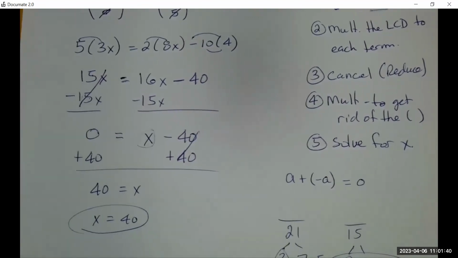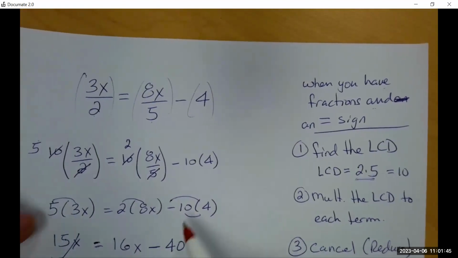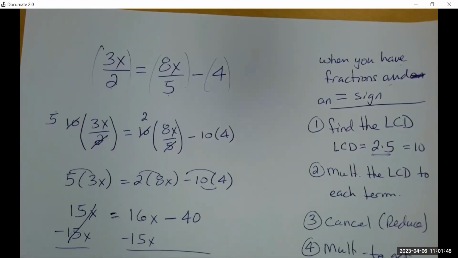So the only thing different there is we have to first find the LCD to get rid of the fractions. Everything else is the same, no matter what the fraction is.